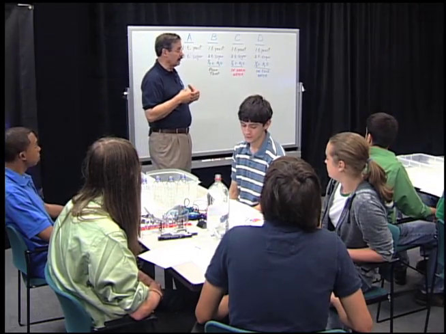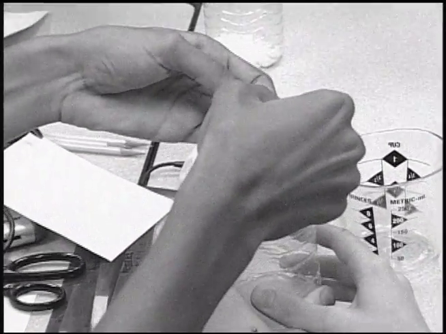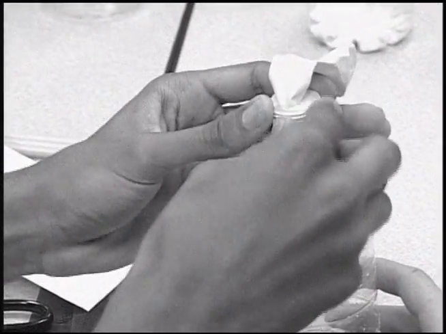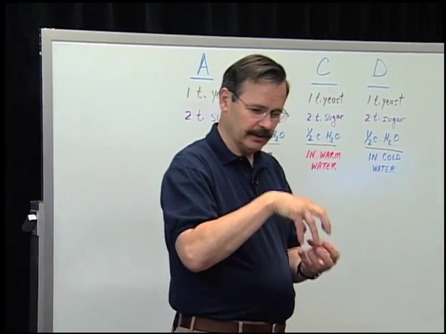So we want to try and get the balloons on all at the same time. Have a bottle ready, and as soon as we add the water, we want to put the balloons on. Try and get them on to about the same depth on the top of the bottle.